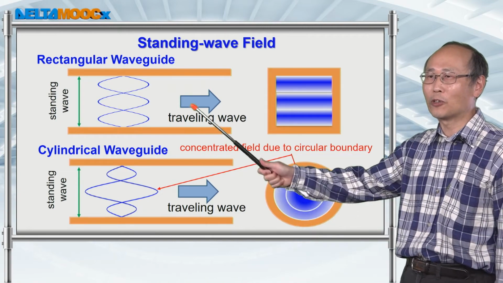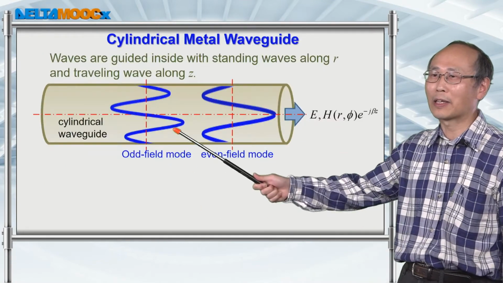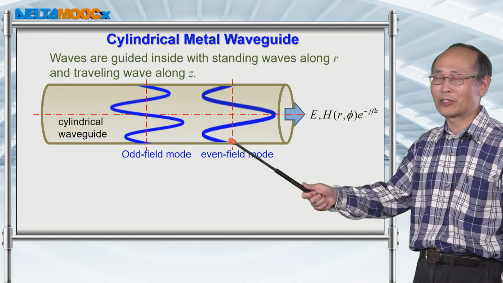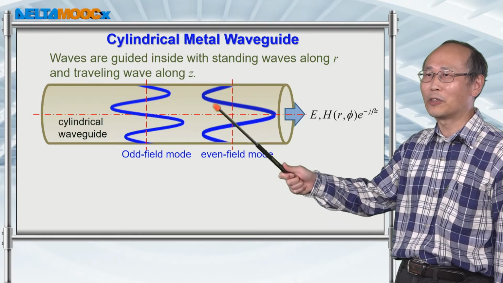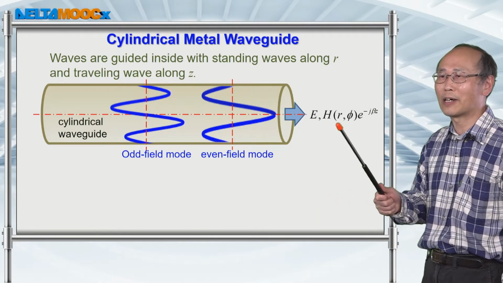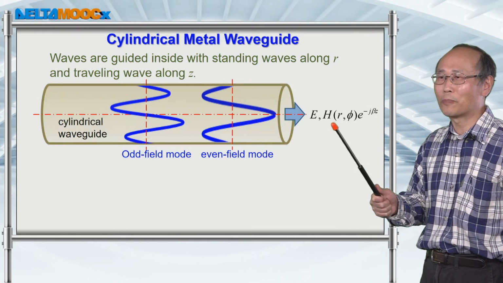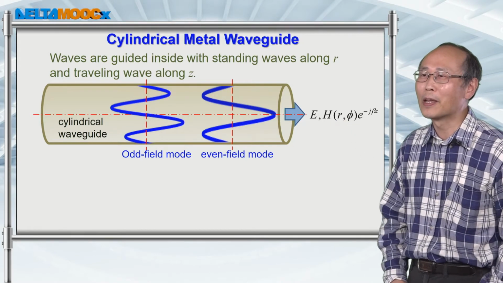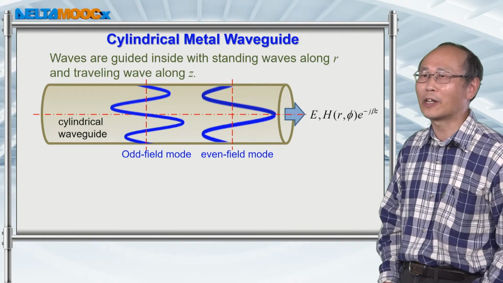Other than that, you are still expecting a traveling wave along the axial direction. So if I just plot a cylindrical waveguide here, suppose it's a metallic boundary, all the field will be confined into this cylindrical region. And if you write down the field inside this waveguide, you'll be expecting the field will be depending on the radial coordinate and also the angular coordinate, r and phi, and this field will be propagating along the z direction.